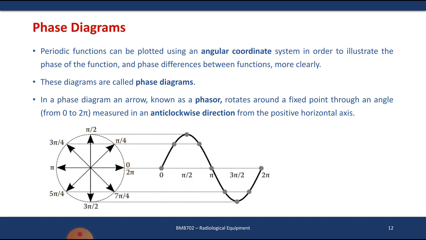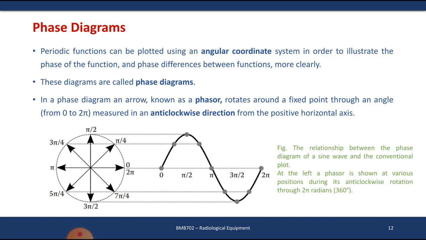So this is how you draw the phasor diagram. You can see it starts from 0 and goes up to 2 pi, rotating in the anti-clockwise direction. So 0, pi by 4, pi by 2, 3 pi by 4 and pi, and it goes on. At each point you can see the waveform. This is the rotational phasor diagram, and on the right side you can see a sinusoidal waveform. The tip of the phasor is shown at various positions in the anti-clockwise direction through 2 pi radians. So this is what a phase diagram is.